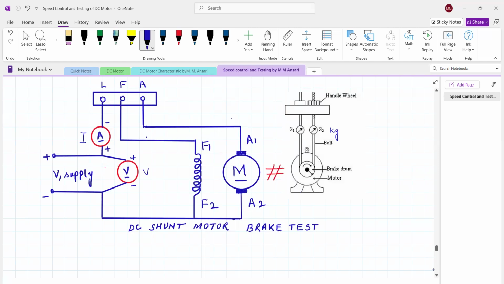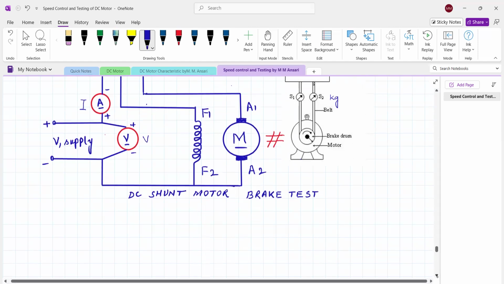Now here it is the starter. It is the starter terminal, because a DC motor is always started with the starter. It has three terminals. L is connected to the main, F is connected to the field winding, and A is connected to the armature. Inside there is a starter, with all the things already explained in the starter.